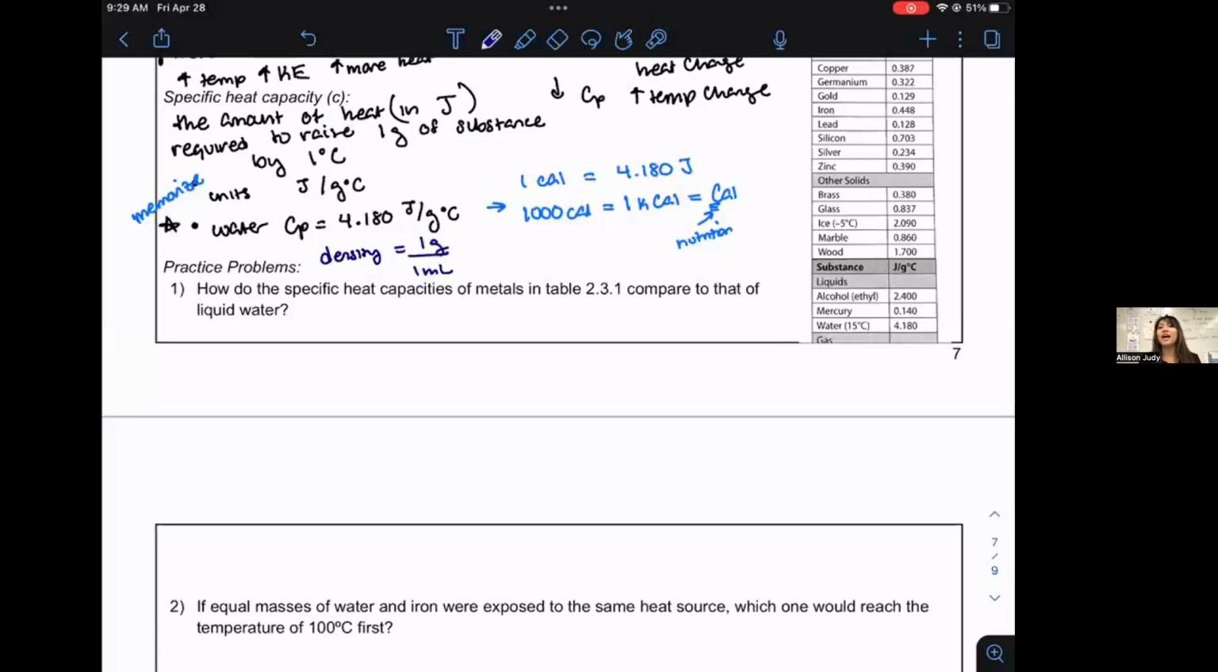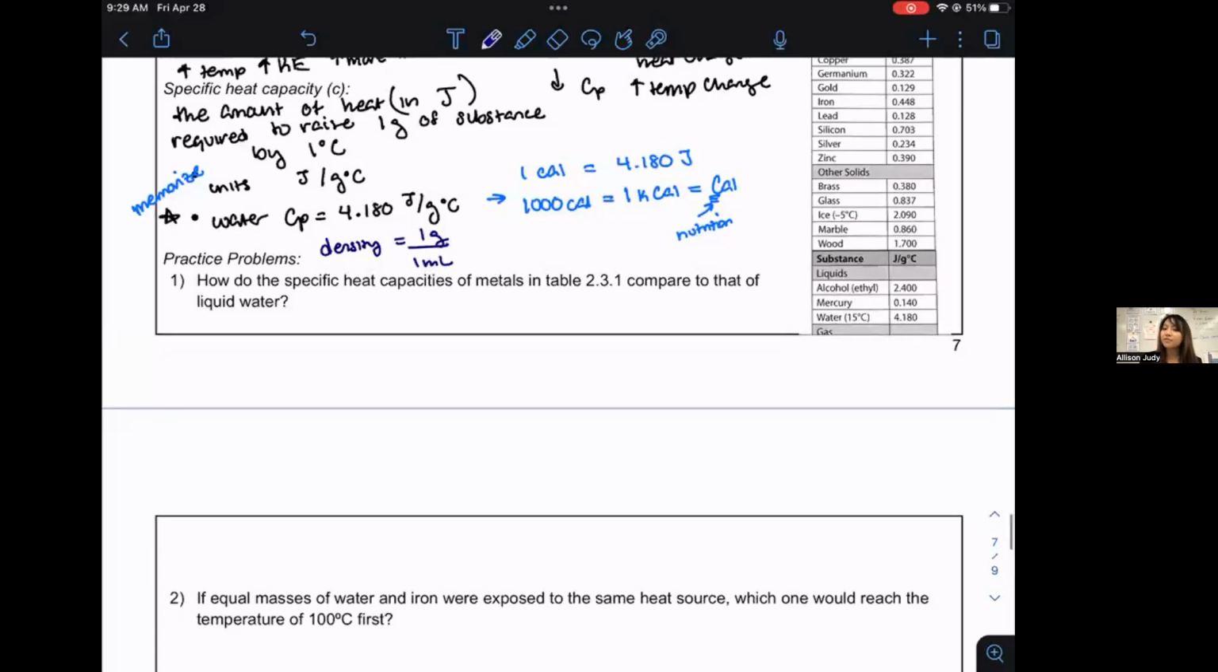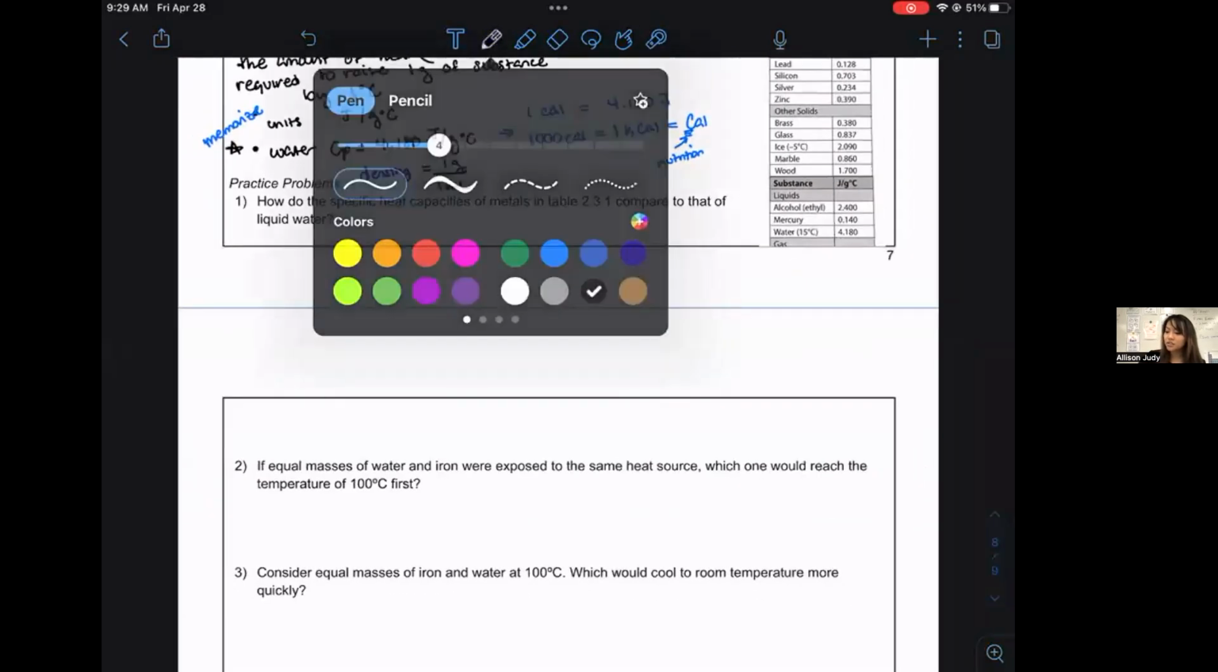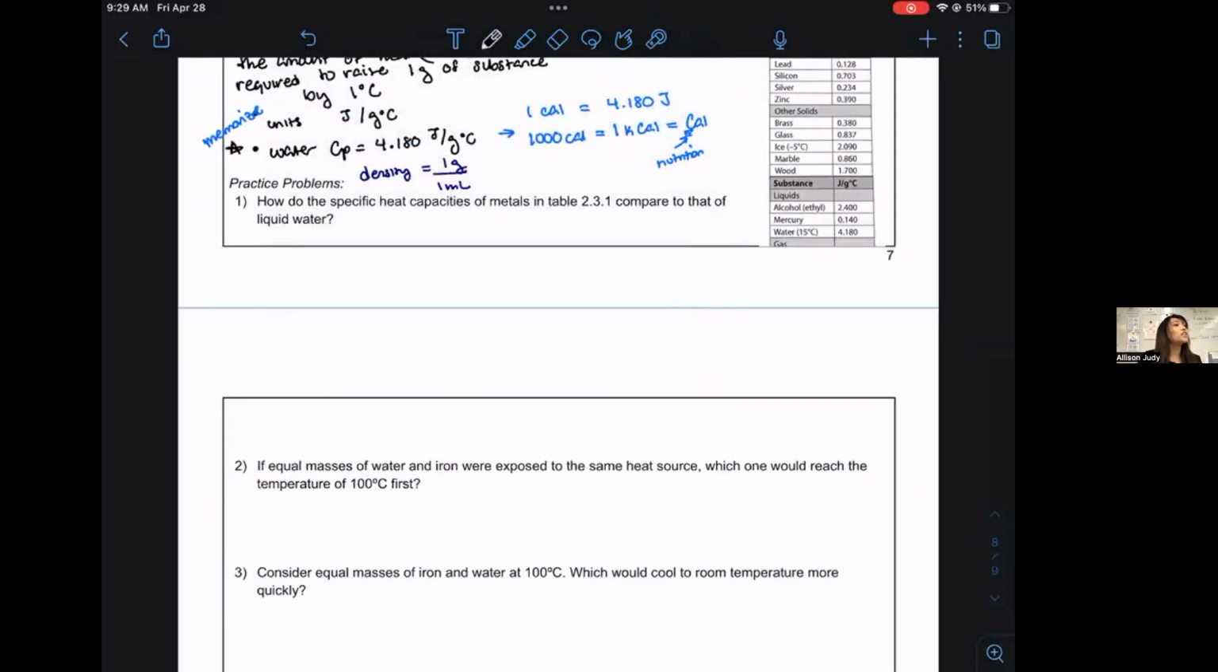So for the first question, how do the specific heat capacities of metal compare to that of liquid water? What do you notice about the metals? They're all way lower. So metal heat capacities, capital C, little p is the symbol, are way lower than water. Water has a really high heat capacity. It's also one of the reasons that Earth and living organisms could happen. Without water on planets, not only do you not have an essential nutrient, but you don't actually have a warm enough environment to promote life.